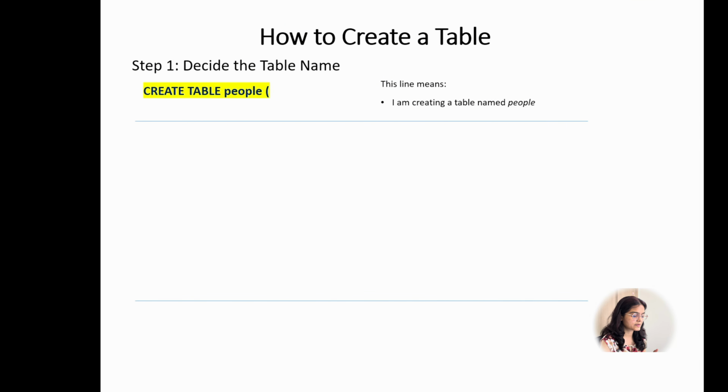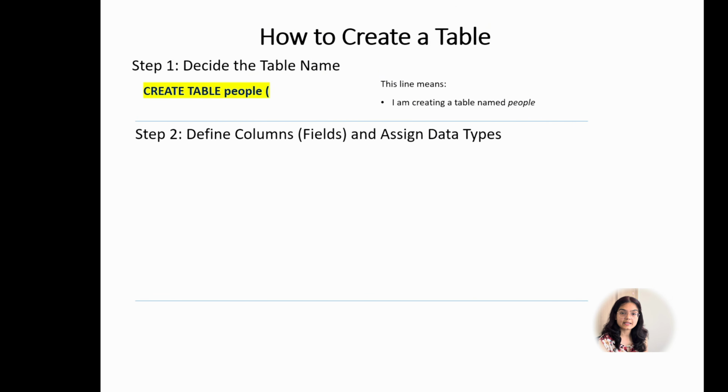What about the next steps? Next step would be to define column fields and assign data types. Now since you have told SQL that my table name is going to be people, inside that you would like to have columns, right? You are also supposed to decide what data types those columns are going to be of.